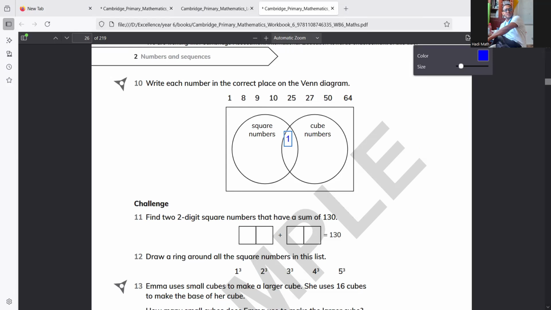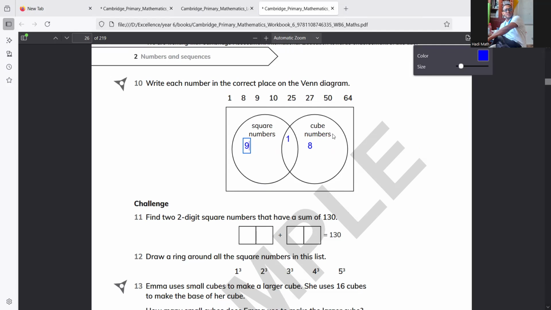Then 8. 8 is a square number? No. There is no number that multiplied by itself gives 8. But 8 is a cube number. Yes, it's a cube number. So you write the 8 here, in cube number. 9 is only a square number, because 3 multiplied by 3 is 9, but it's not a cube number. So 9 is a square number. You write it here in square number. Then 10. Is 10 a square number? No.